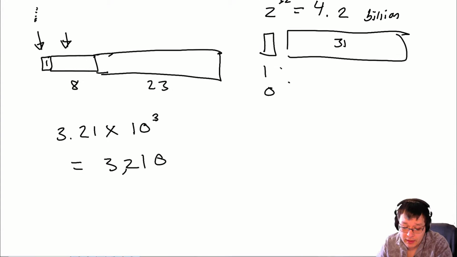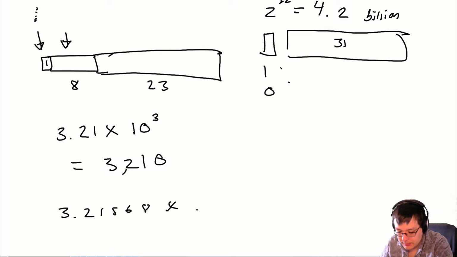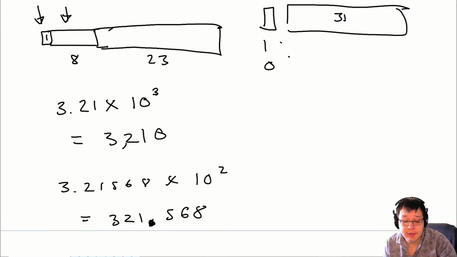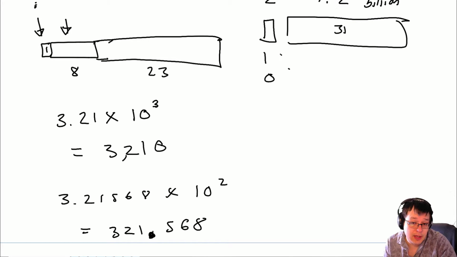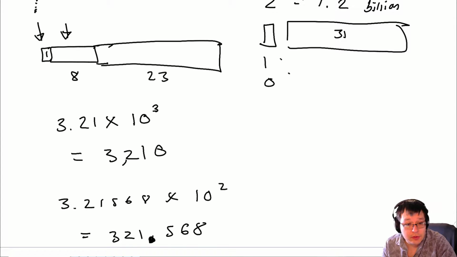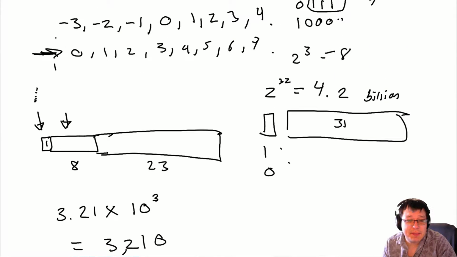Another example of that could be 3.21568 times 10 to the second power. In that case, what this number really is, is 321.568. Okay, so this is scientific notation from your math and physics classes, pretty much all the natural sciences and math classes use scientific notation. That's kind of what's happening here.